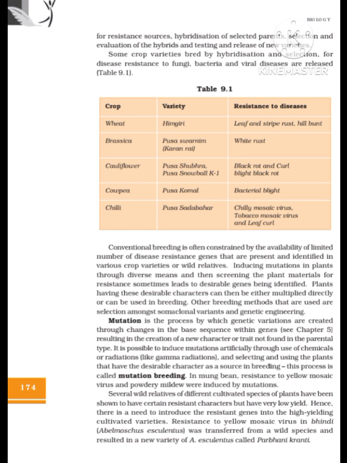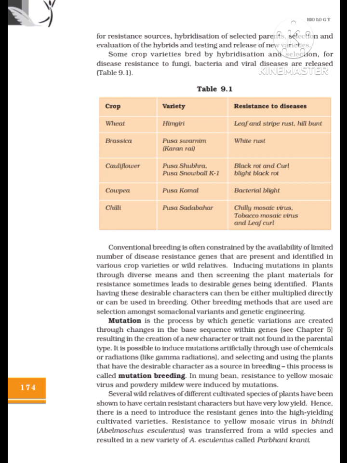Some crop varieties bred by hybridization and selection for disease resistance to fungi, bacteria, and viral diseases are released. Table 9.1: Crop variety and resistance to diseases. Wheat: Himgiri, leaf and stripe rust, hill bunt. Brassica: Pusa Swarnim, Karan Rai, white rust. Cauliflower: Pusa Shubhra, Pusa Snowball K1, black rot and curl blight black rot. Cowpea: Pusa Komal, bacterial blight. Chilli: Pusa Sadabahar, chilli mosaic virus, tobacco mosaic virus and leaf curl.